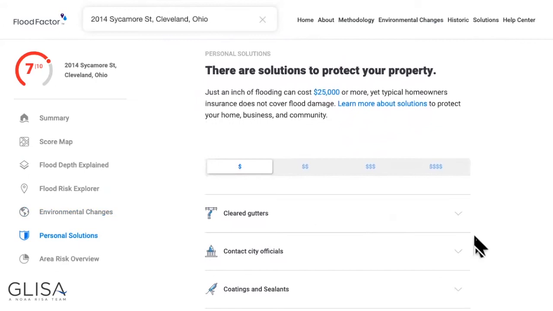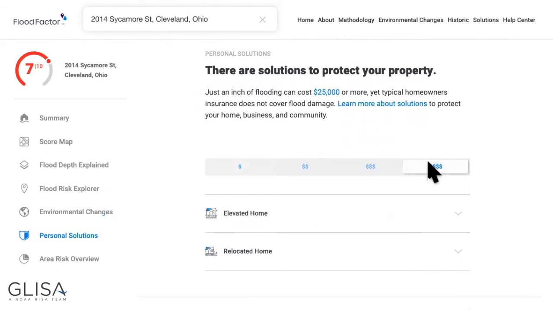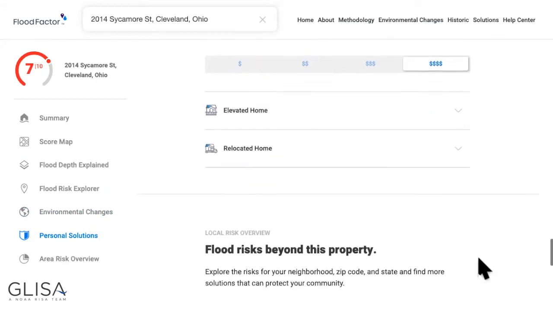The flood factor tool presents possible strategies to mitigate flooding risk for your property. These strategies are broken up into categories based on price range. Cheaper solutions include rain barrels and clearing gutters, while the most expensive solutions include elevating your home above the height of most flood levels.